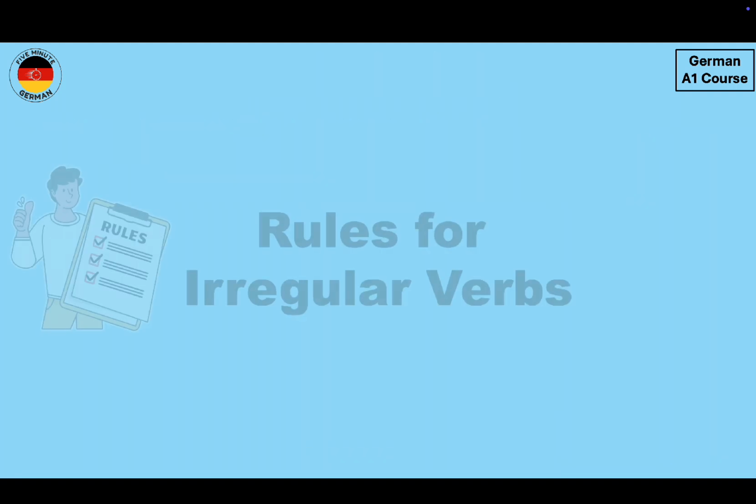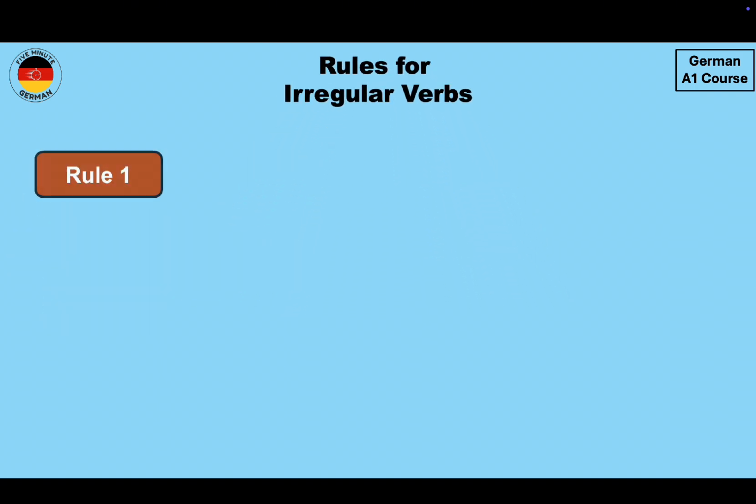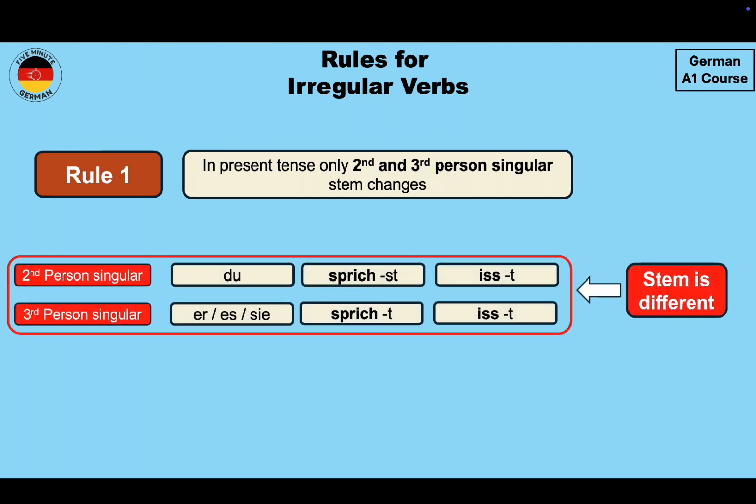Now let me give you some rules which will help you conjugate irregular verbs, and you will not have to memorize them all. So the first rule is the one which we already saw, and that is that in present tense only the second and third person singular stem changes. And we already saw examples with sprechen and essen where the stem for the second person singular and third person singular cases were different from the other cases.